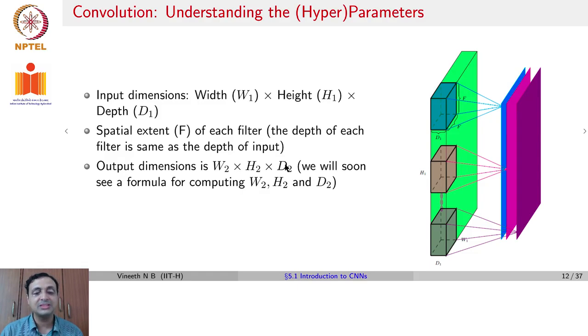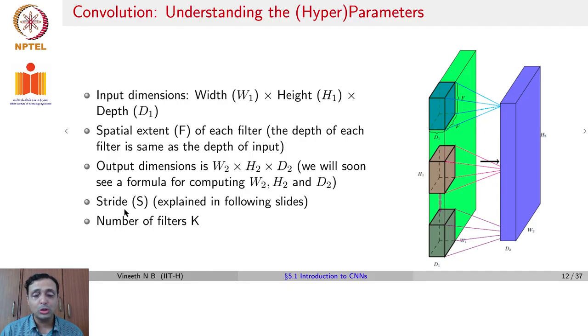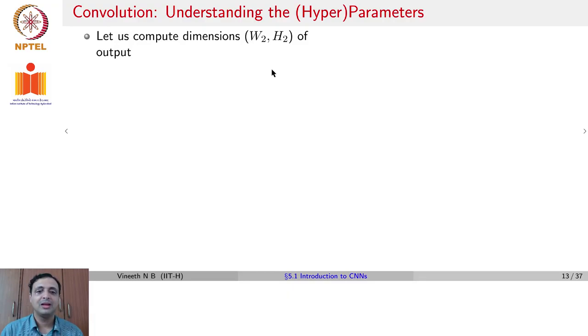If you used only one filter, this D2 will be 1. You can increase D2 by increasing the number of filters that you have. Let's try to work out a formula for W2 and H2 in this context. We will also talk about a quantity called stride, which decides how much you overlap successive convolutions on different parts of the image. And we will also talk about the number of filters in deciding the size of this output volume, or output feature maps. Let's take it one by one. Let's first start with trying to compute the dimensions W2 and H2 of the output.